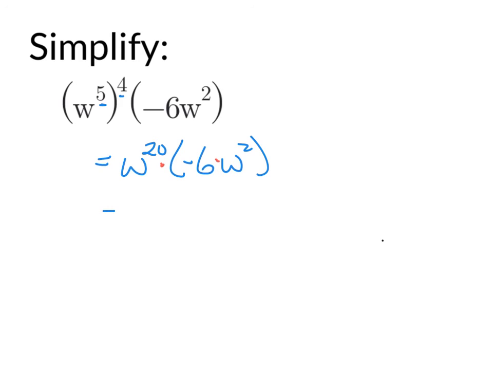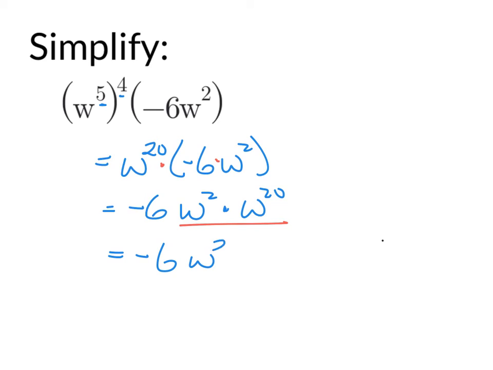So we can rearrange multiplication in any way that we want because order doesn't matter. So I'm going to keep the coefficient out in front and then have w squared and then multiply that by w to the 20th power. We can simplify this part, w squared times w to the 20th. Since we see multiplication, we need to add those powers together, and we get negative 6 w to the 22nd power.